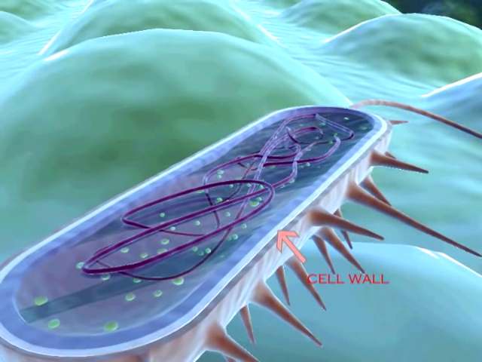This rigid part of the cell is known as the cell wall, which is composed of a protein sugar molecule. Its purpose is to protect the cell from the environment and hold the cell's supplements, such as the flagella and the cilia.